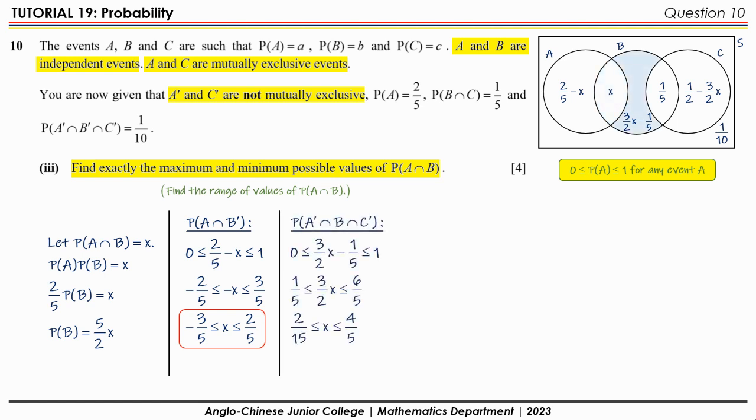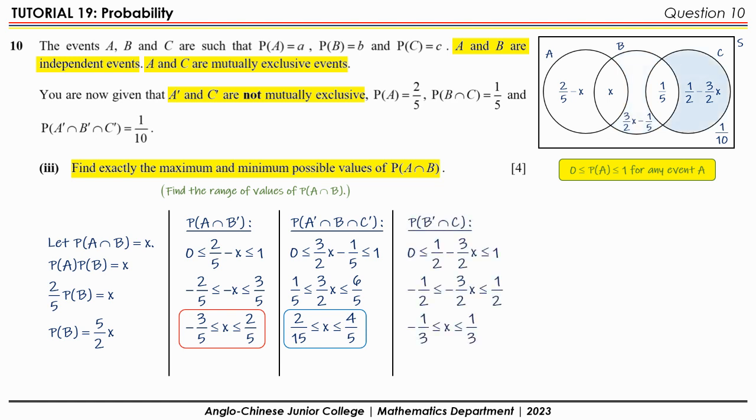For the probability of A prime intersect B intersect C prime, 3/2x minus 1/5, solving the inequality gives the range 2/15 to 4/5 for x. Finally, for the probability of B prime intersect C, half minus 3/2x, solving the inequality gives the range -1/3 to 1/3 for x.